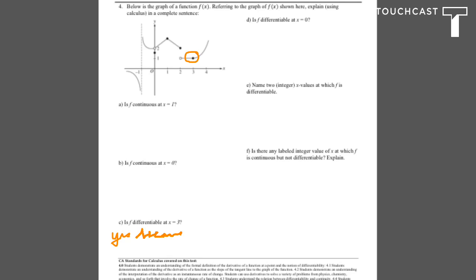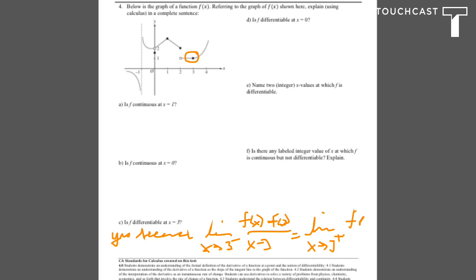because I want to give the formal answer. The limit as x approaches 3 from the left of f of x minus f of 3 over x minus 3 equals the derivative from the right, so that would be the limit as x approaches 3 from the right of f of x minus f of 3 all over x minus 3.